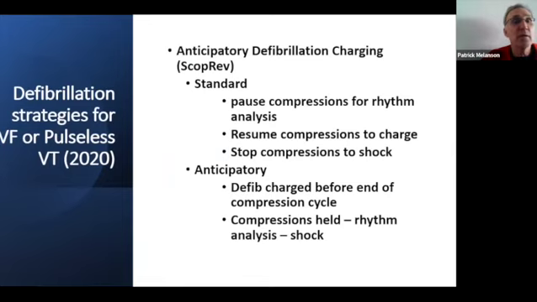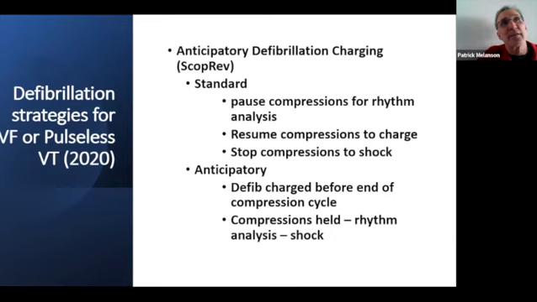And then they also in 2020 have a section on defibrillation strategies for VF or pulseless VT. The question that they're looking at with a scoping review was whether there is a benefit of anticipatory defibrillation charging versus the standard approach. The idea is to try to minimize peri-shock interruptions in chest compressions as much as possible.